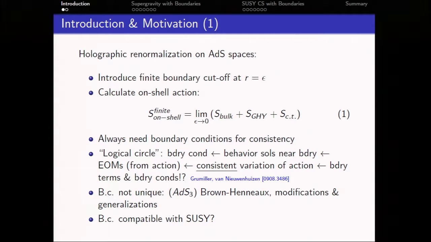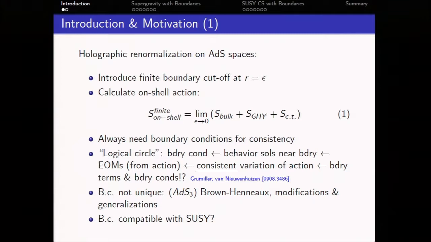The point that I want to make here is that what we typically need is boundary conditions to make sense out of this whole problem. And this leads into what I like to take from this paper here, which is a sort of logical circle. If I want to know what the boundary conditions are of my field, which I typically need to know to write down boundary actions, then I need to know what the behavior of my solutions is near the boundary, right? Because otherwise, what am I really trying to specify about my fields? What am I specifying about my boundary conditions?